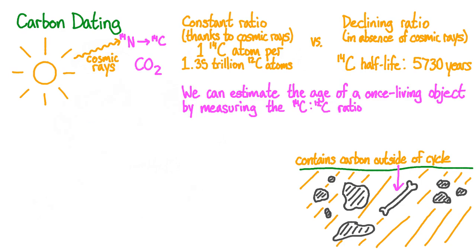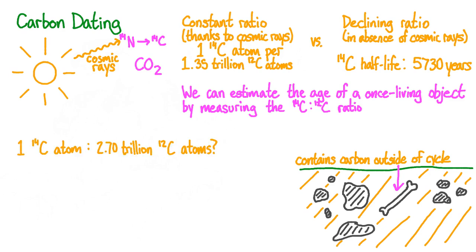Because the ratio of carbon-14 to carbon-12 begins to decline upon the death of an object, and because the decay of carbon-14 is mathematically predictable, we can estimate the age of a once-living object by measuring the carbon-14 to carbon-12 ratio and comparing it to the living ratio.